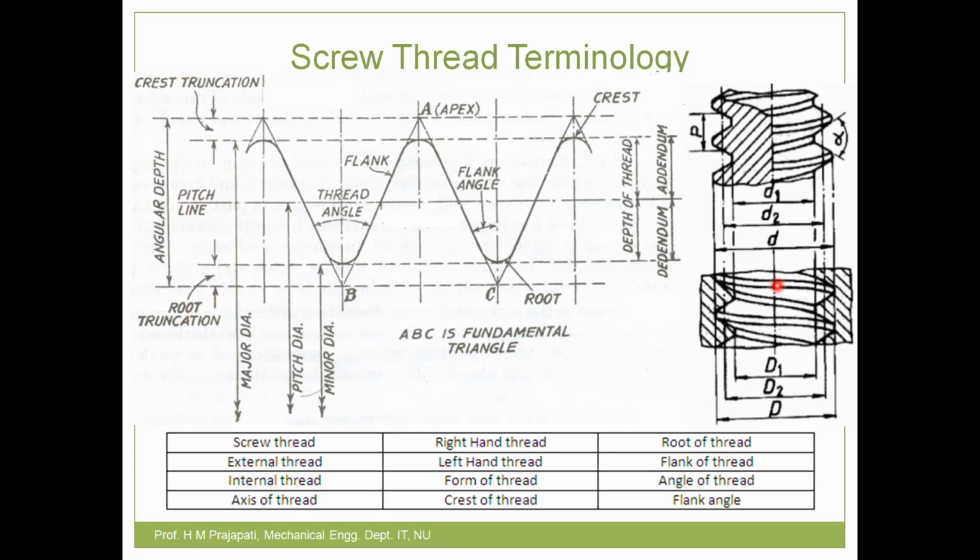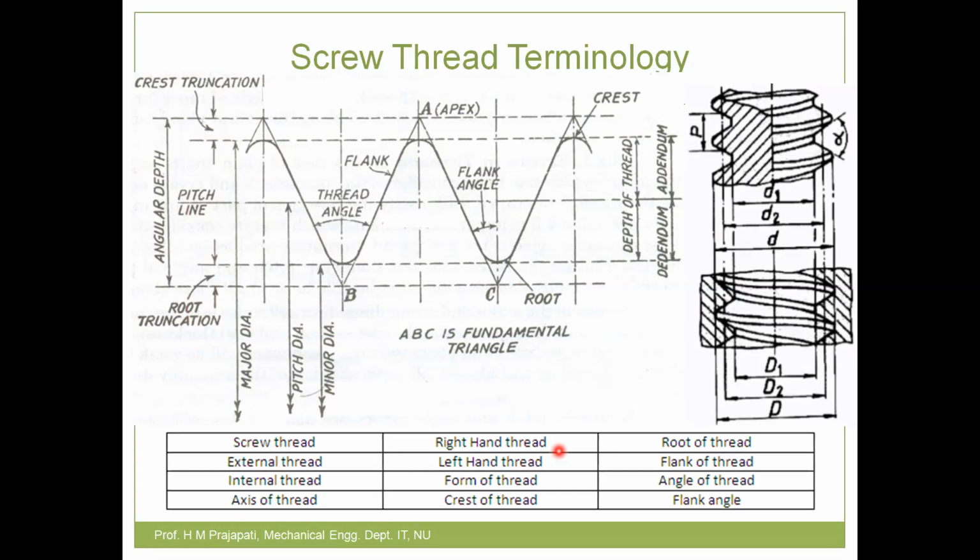Now next are the right hand thread and left hand thread. To understand this, imagine that you are rotating a screw in the clockwise direction, and if the screw is going away from you, then that is called a right hand thread. Opposite to that, if you are rotating the screw in the clockwise direction but the screw is coming towards you, then that is called a left hand thread. More generally, you will find right hand threads. In some applications we use left hand threads. Otherwise the right hand thread is more common.